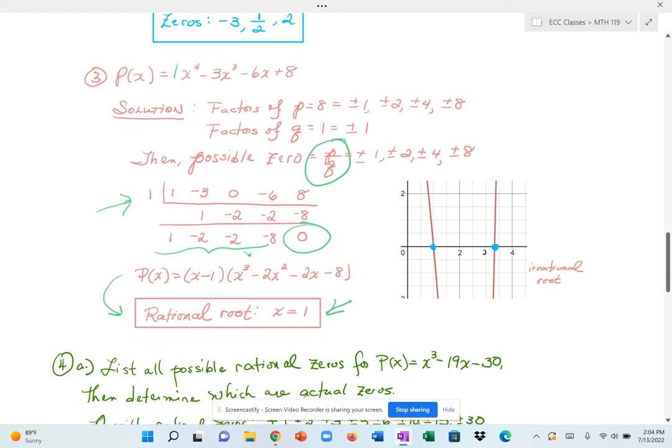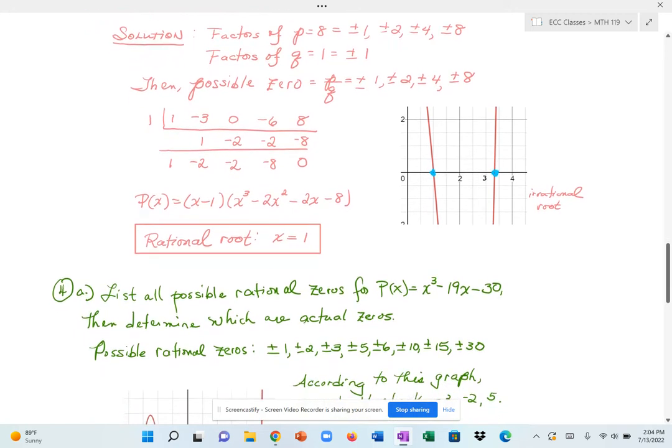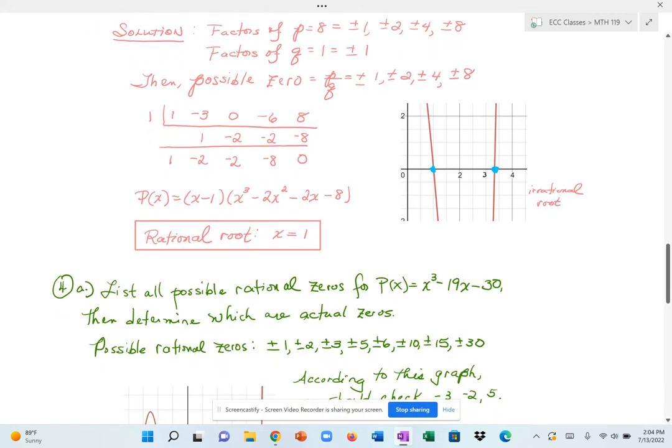Okay, so here we want to list all the possible roots or possible zeros, rational zeros for p of x equal to x to the third minus 19x minus 30. Then we're going to determine which ones are actual zeros. So the possible zeros are going to be all the factors of 30. Leading coefficient here is 1, so that's not really going to change anything.